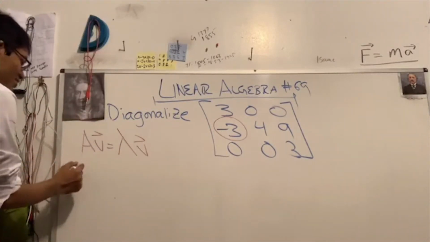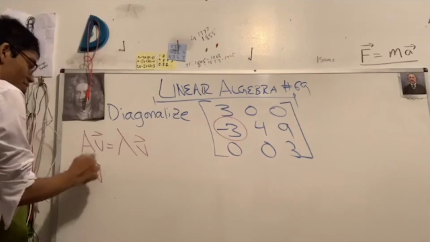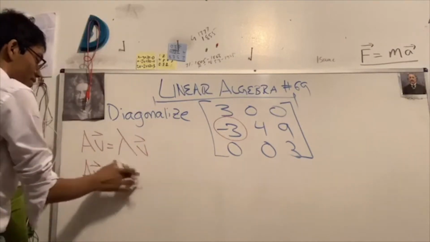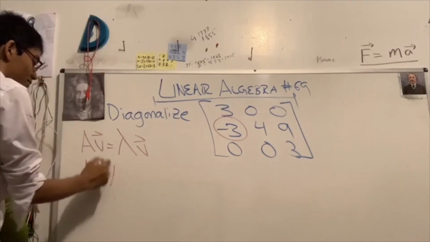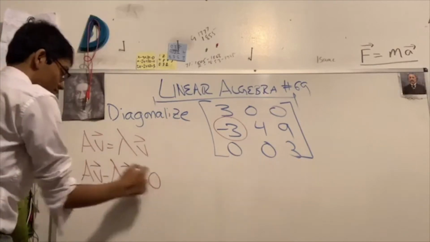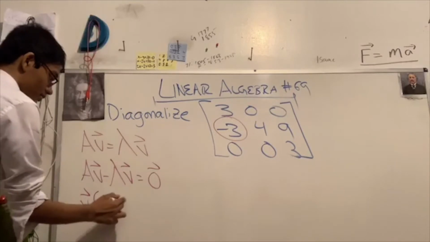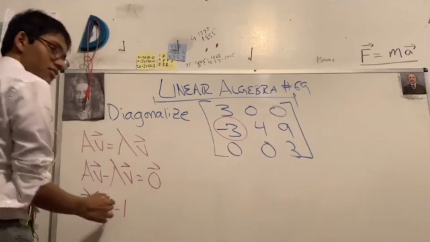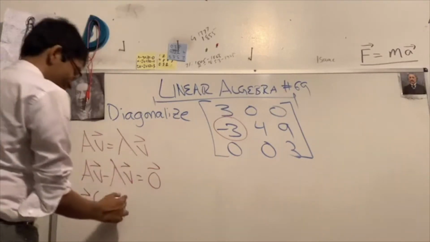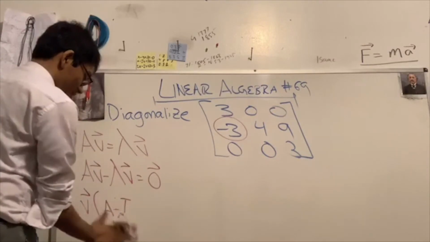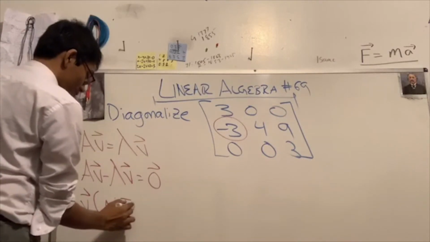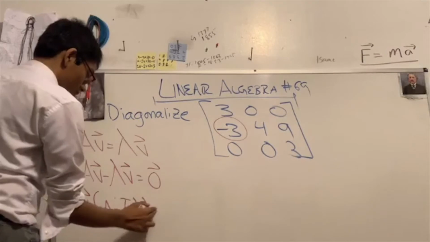No, it's fine. Okay, so we're gonna obviously subtract the right hand side. Av minus lambda v equals 0. Factor out v, and what do we get? A minus lambda times the identity matrix. Yeah, identity matrix. And then lambda equals 0.